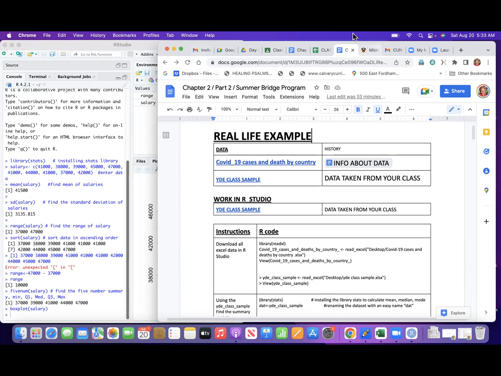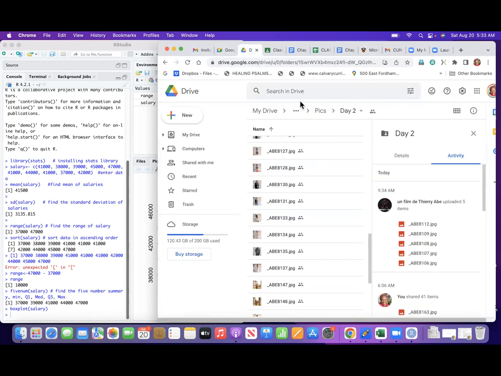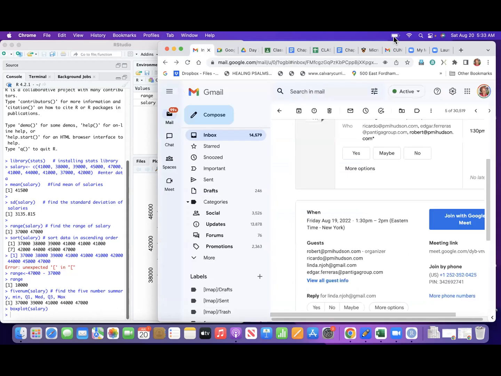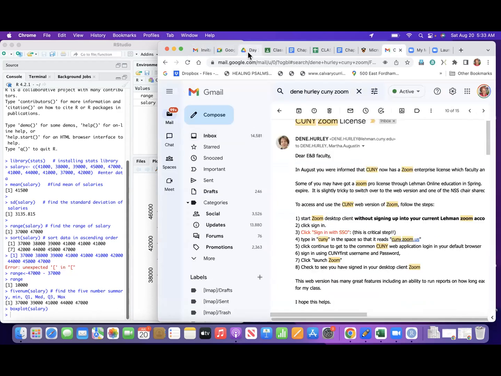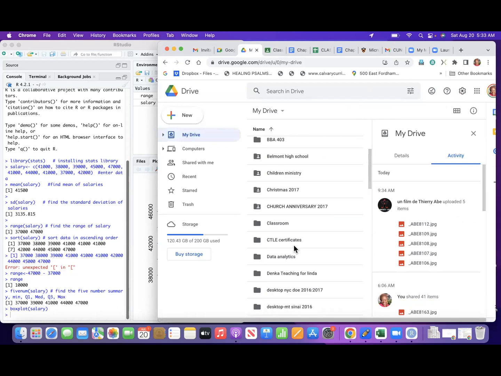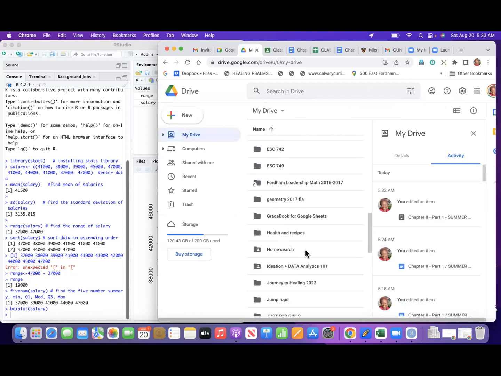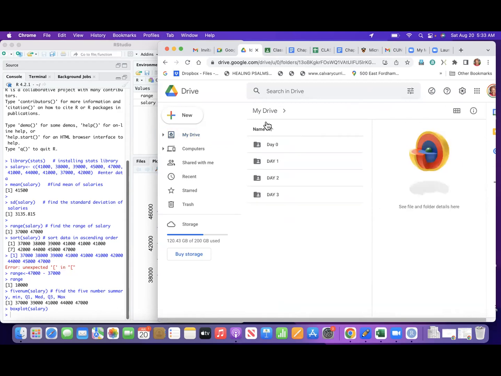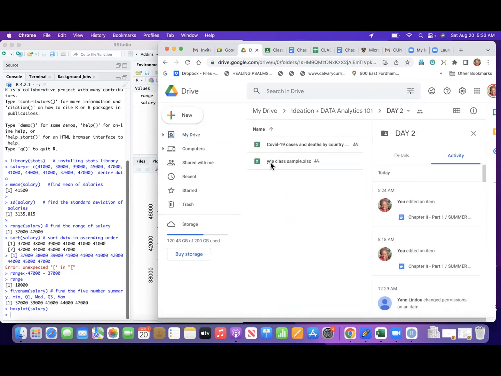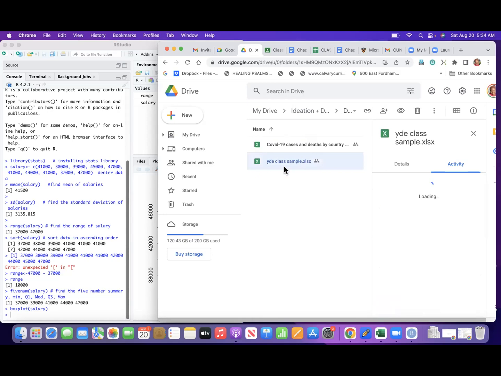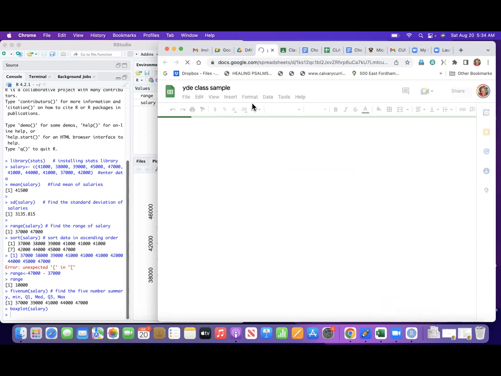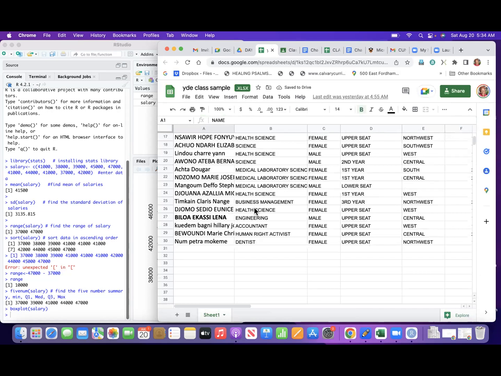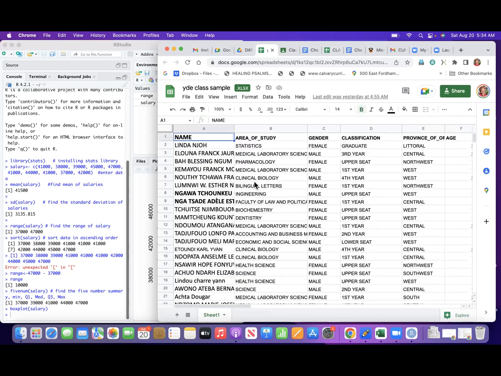If it's not on your flash drive, remember when you go to the Google Drive for our class. Let me find the Google Drive for our class, my drive. That's ideation, data analytics. I think it's in day 2. I have these 2 data right here. These are the data I'm talking about. I'm going to start with this data and download it. It's a sample of your class. I cleaned everything up.